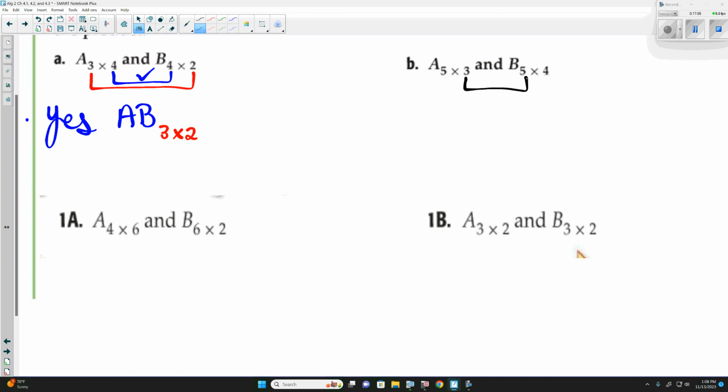Columns of the first, rows of the second, are they the same? So this is not possible.